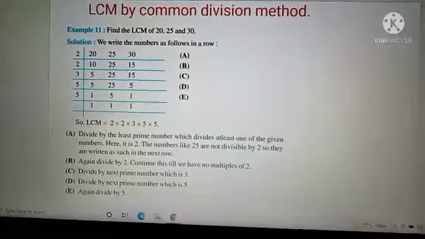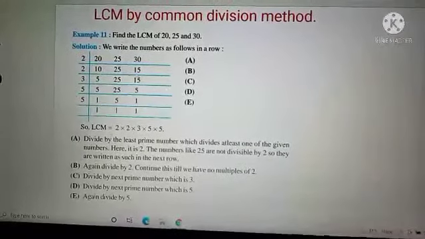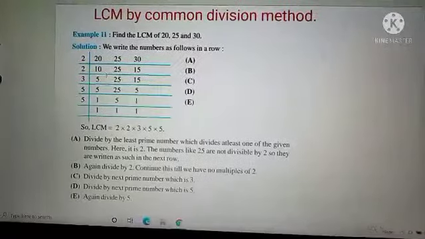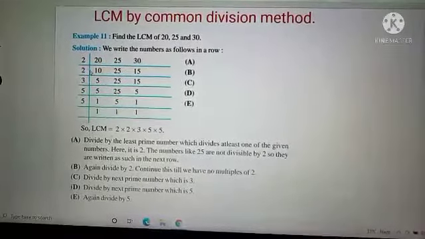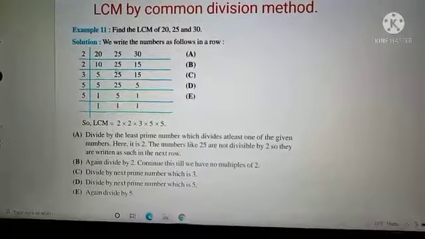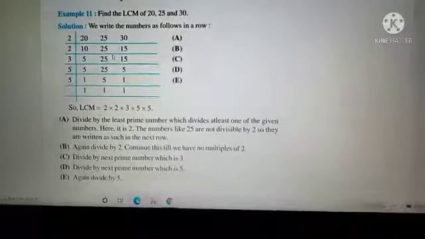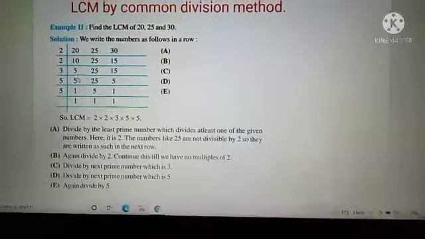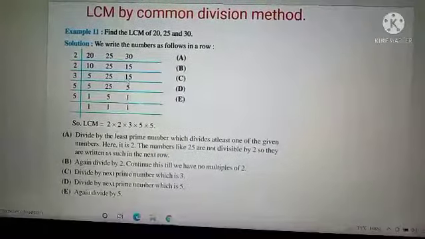Again 10, 25, 15. Check. Can we divide any of the numbers by 2 exactly? 25 is not possible. 15 is not possible. But 10 is possible. So again dividing by 2, 10 divided by 2 is 5. But 25 and 15 we can't divide exactly by 2, so let them be like that. Put down 25 and 15 and here 5. Now again check whether there is any number we can divide by 2. Is any number there?